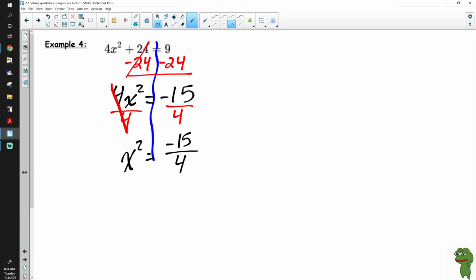Imagination. Because what's on the right side? A negative number. So we are going to square root both sides, but I can't just square root one of my numbers, I have to square root both. Square root at the top, square root at the bottom.